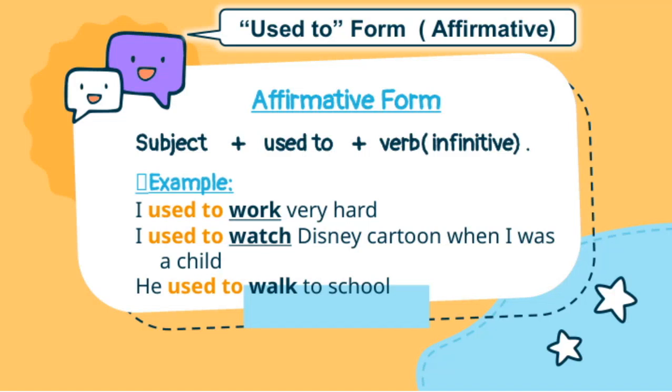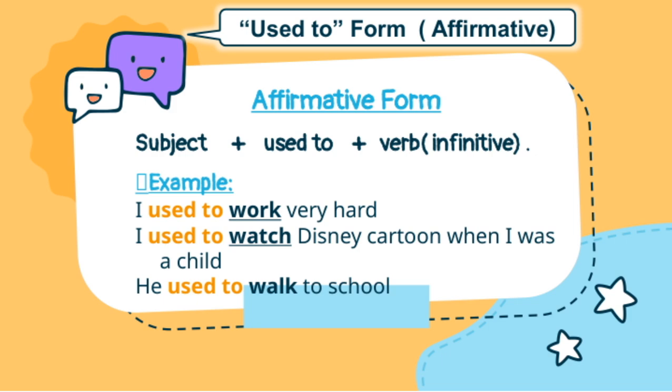All right, let's take a look at the affirmative form in English. When we want to talk about past habits or routines, we use this structure. Subject plus used to plus the base form of the verb. For example, "I used to work very hard." Or, "I used to watch Disney cartoons when I was a child." It's a simple way to describe actions that were regular in the past but are no longer happening now. You can also say, "He used to walk to school every day." The key point here is that used to always comes before the main verb in its base form.